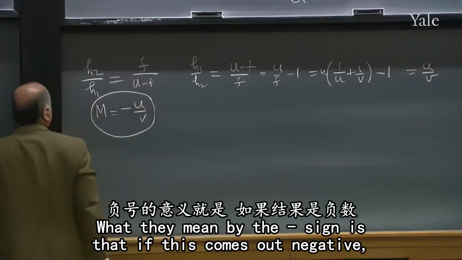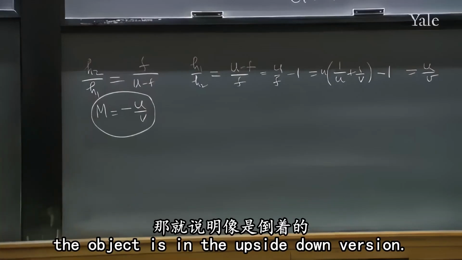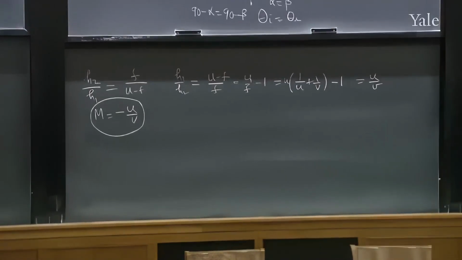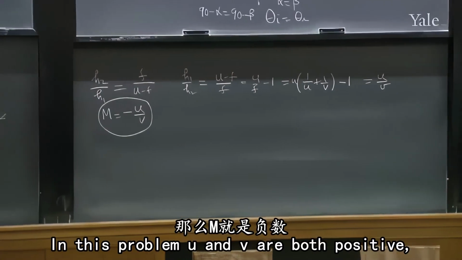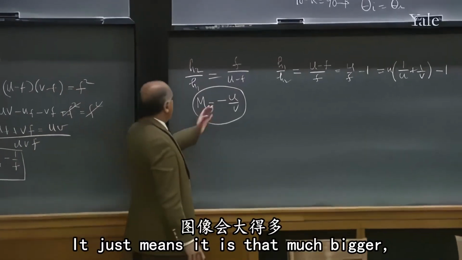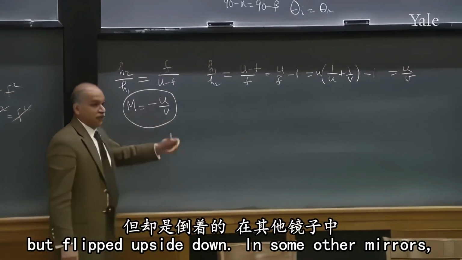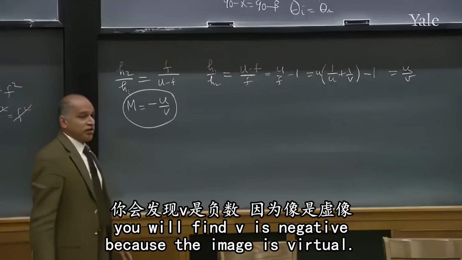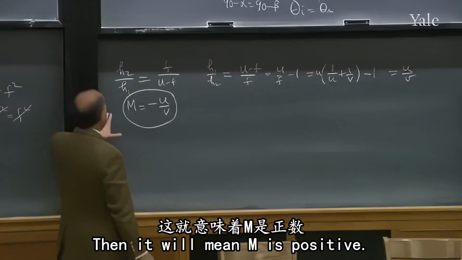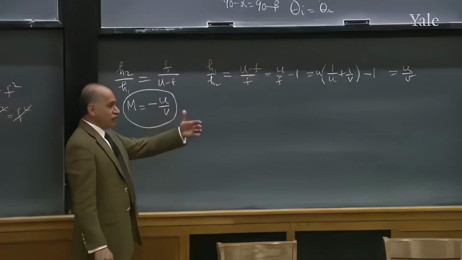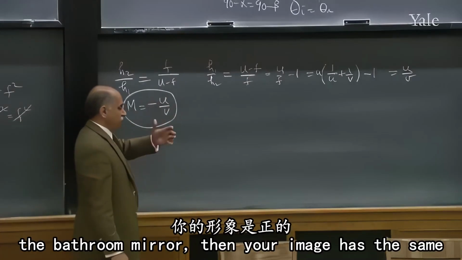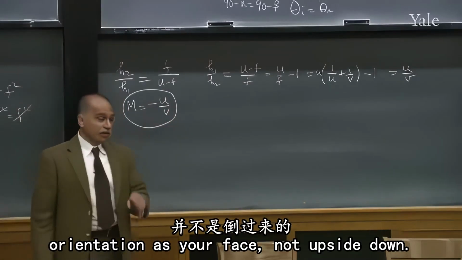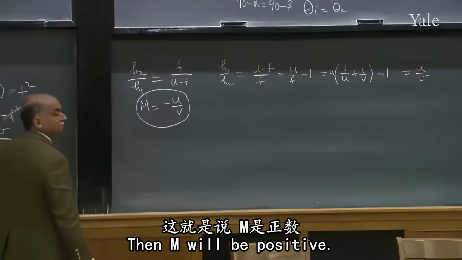And what they mean by the minus sign is that if this comes out negative, the image is an upside down version of the object. In this problem, u and v are both positive, so m will come out negative. It just means it is that much bigger, but flipped upside down. In some other mirrors, you will find v is negative because the image is virtual. Then m is positive. That means the image is upright. That's when you look into the bathroom mirror, then your image has the same orientation as your face, not upside down. Then m will be positive.